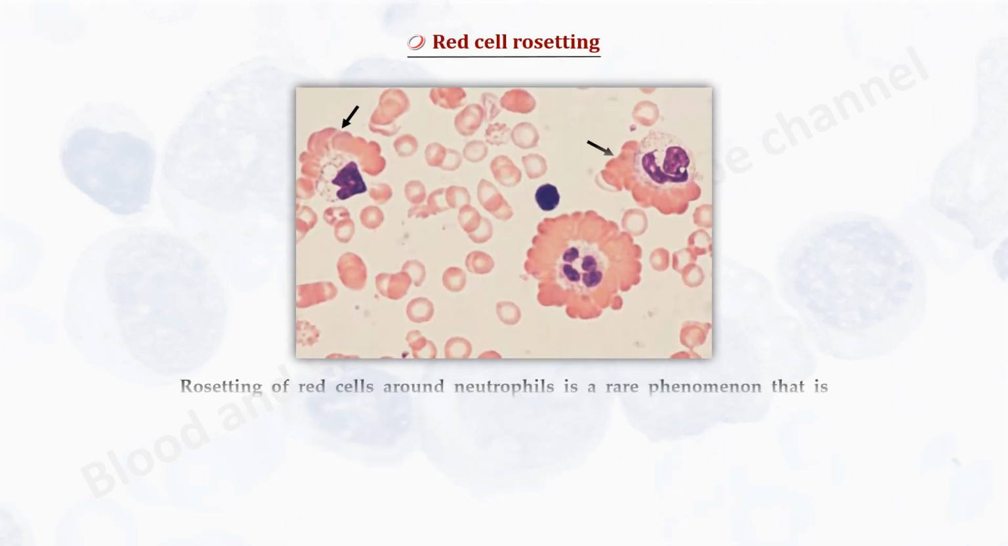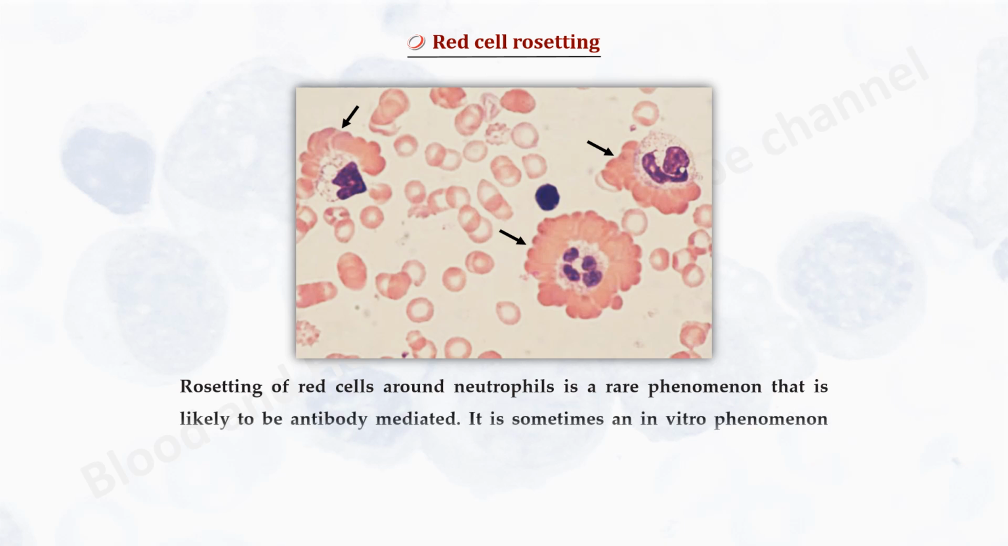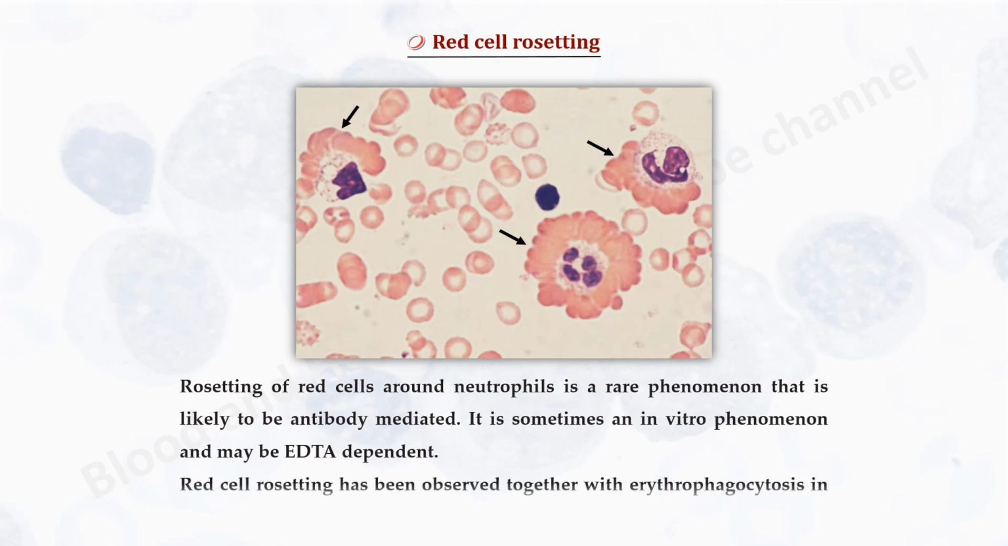Rosetting of red cells around neutrophils is a rare phenomenon that is likely to be antibody-mediated. It is sometimes an in vitro phenomenon and may be EDTA dependent. Red cell rosetting has been observed, together with erythrophagocytosis, in paroxysmal cold hemoglobinuria.